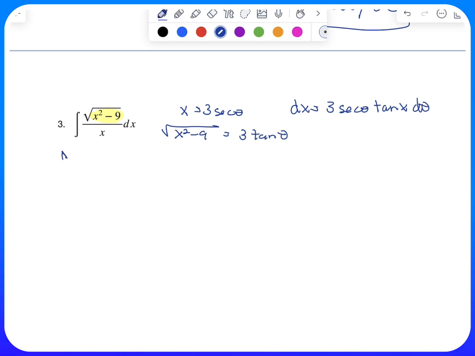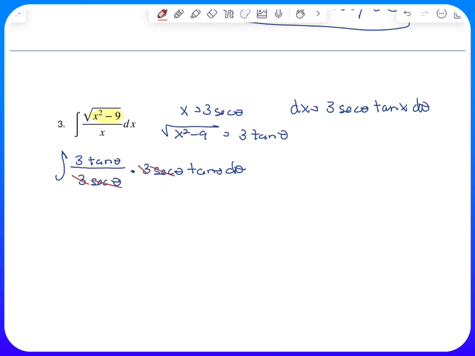So go back to my original integral and replace everything in terms of theta. So the radical becomes 3 tangent theta. X becomes 3 secant theta. Dx becomes 3 secant theta tangent theta d theta. All right, so our 3 secant thetas will cancel out. And we're left with the integral of 3 tangent squared theta d theta.